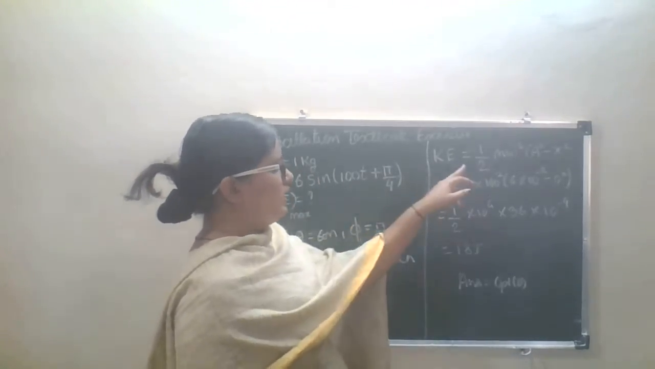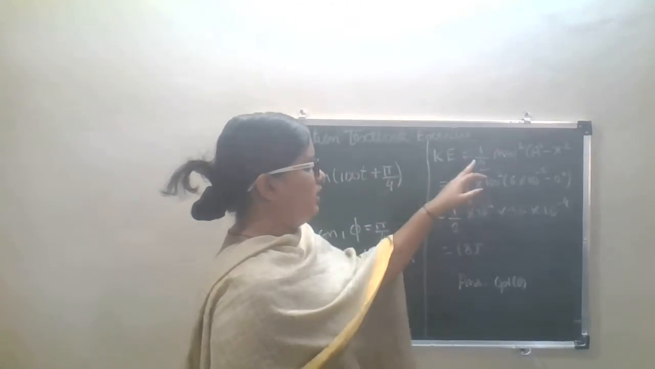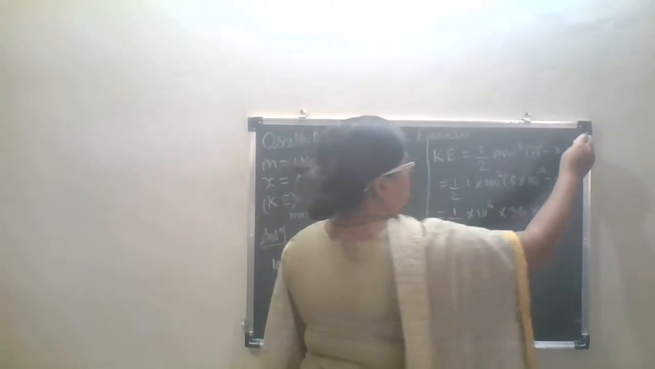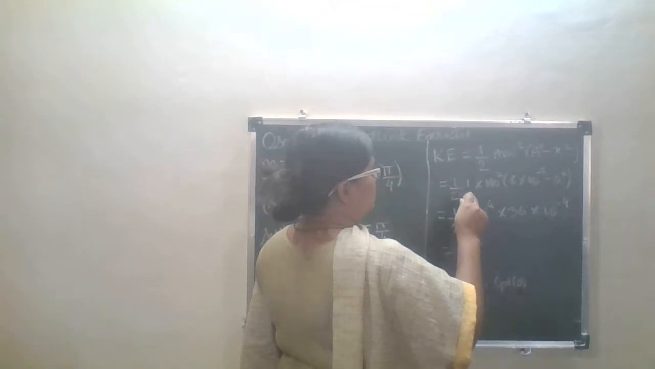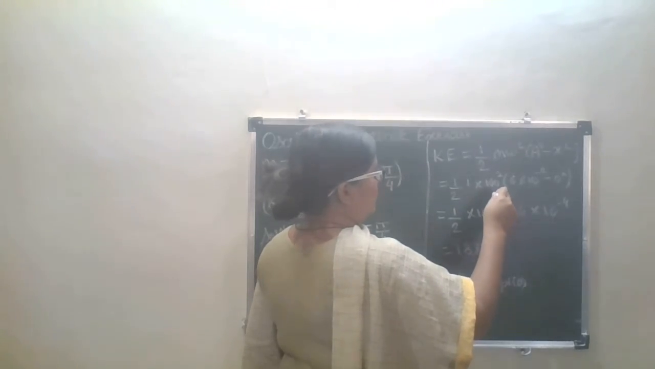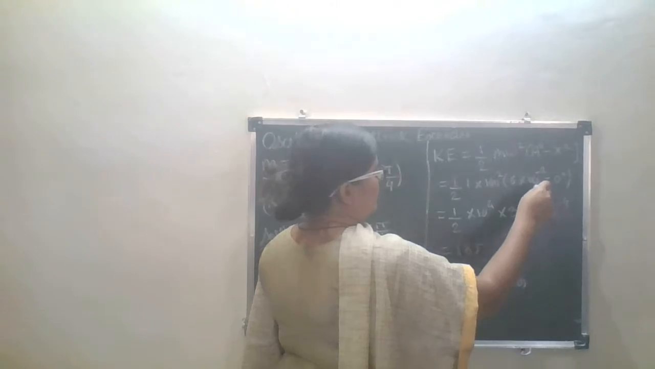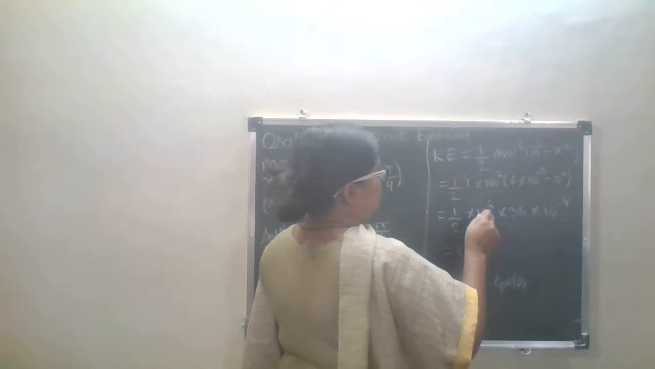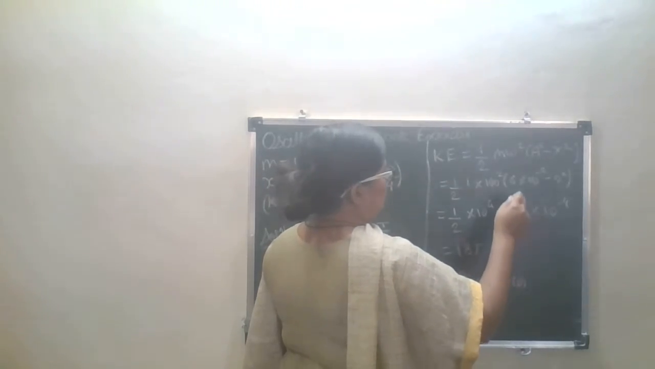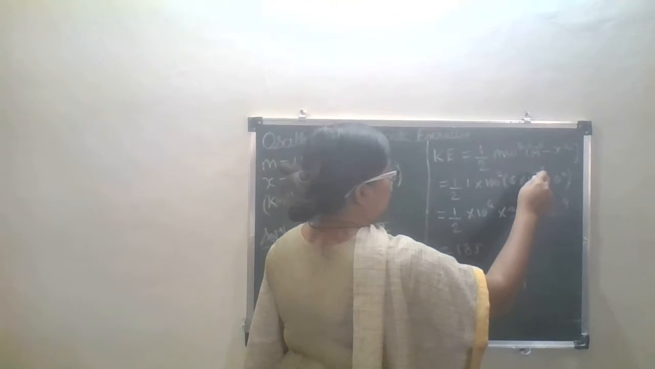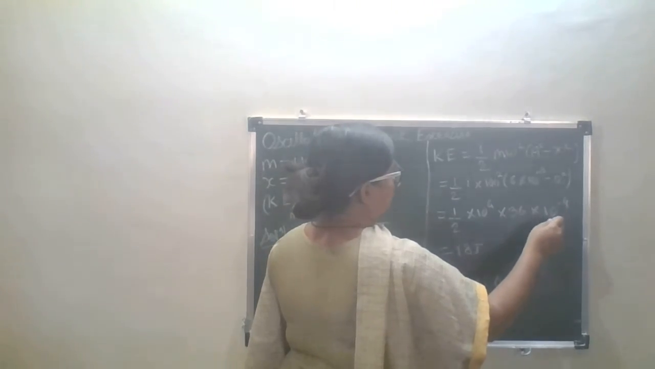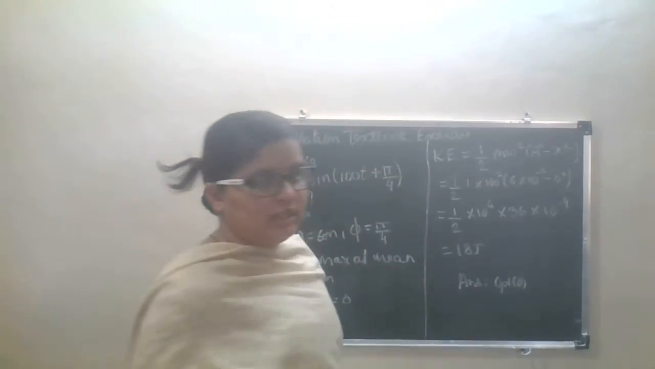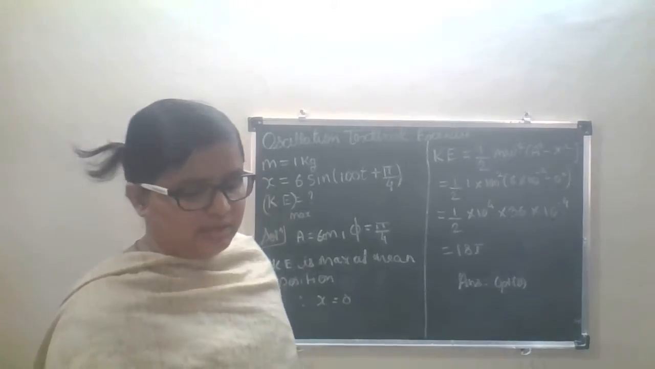Further solving the kinetic energy formula, half m omega square into a square minus x square. That is 1 by 2 into 1 into 100 square into 6 into 10 raised to minus 2 into this, x is 0, so here it will be 0. Then 1 by 2 as it is, then this will be 10 raised to 4, and this 6 square will be 36, and this 10 raised to minus 2 will be 10 raised to 4, and then this will be 18 joule. 18 joule will be the second answer of your second MCQ.